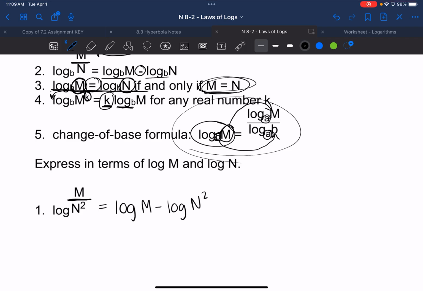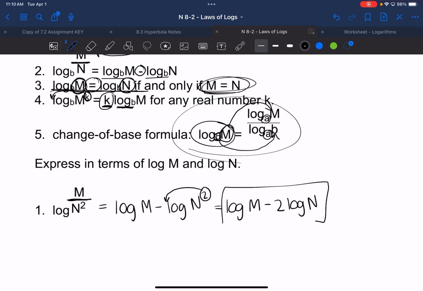Do you guys see any other rules from up there that we could maybe use to expand this any more? Move an exponent to the front. Yeah, we can take that exponent of 2 and move it to the front of that particular logarithm as a coefficient. Okay, so then I would still have that log of m first, but now I'm going to have minus 2, pulling the 2 to the front like a coefficient, times log of n. Very good. So this would be its most expanded form that we could get to. Okay, so we've now expanded.